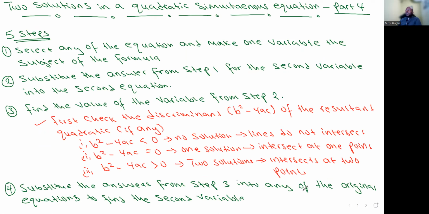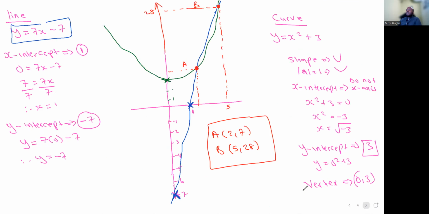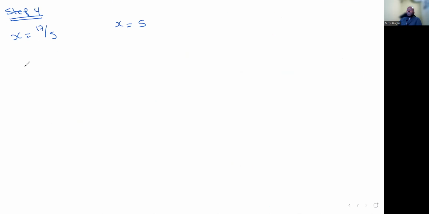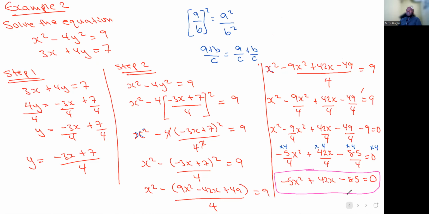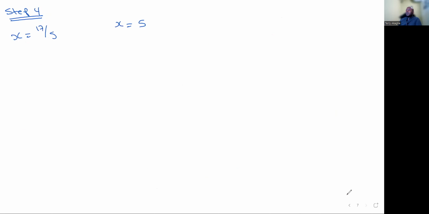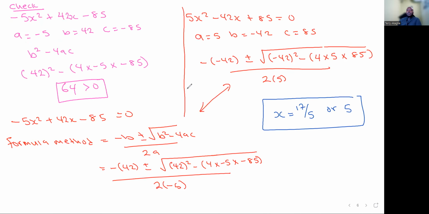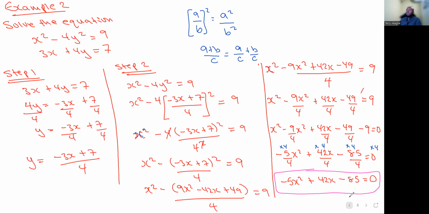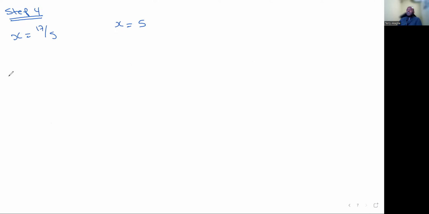So if you see, step 4 said you need to substitute the answer from step 3 into any of the original equations for the second variable. So what you then have to do is substitute this. We have any of them, 5x squared, okay? But the variable that you have to look at, the initial variable we had here, which was y, is equal to minus 3x plus 7 divided by 4. So that's going to give us y is equal to minus 3x plus 7 divided by 4.